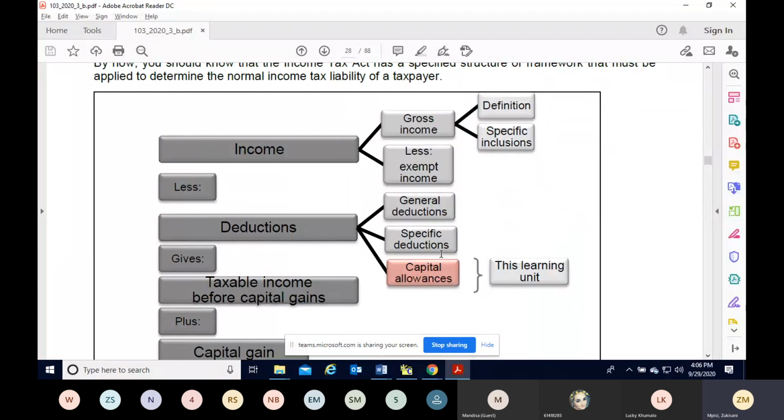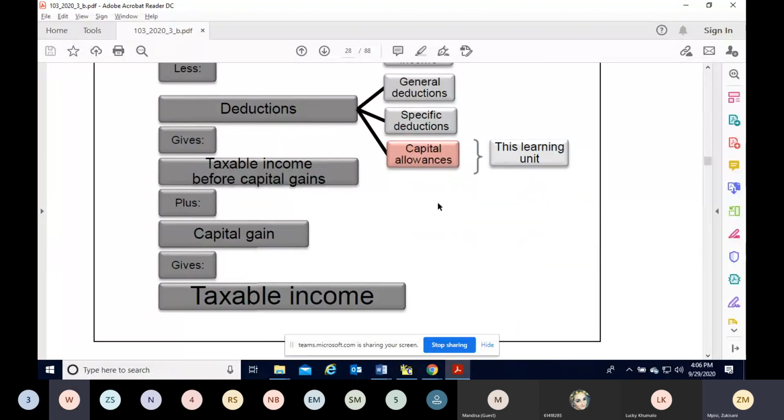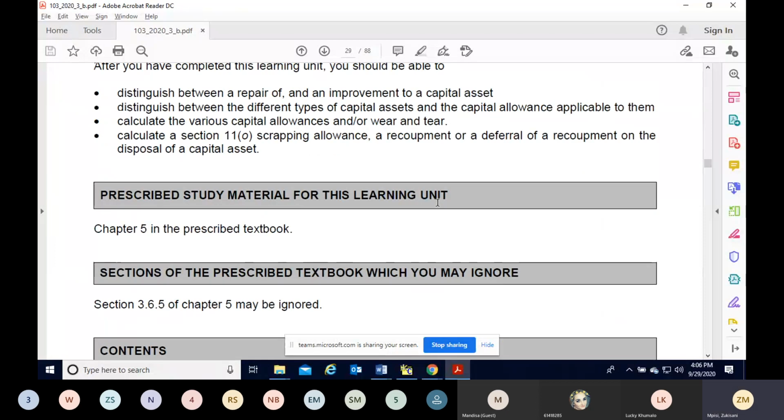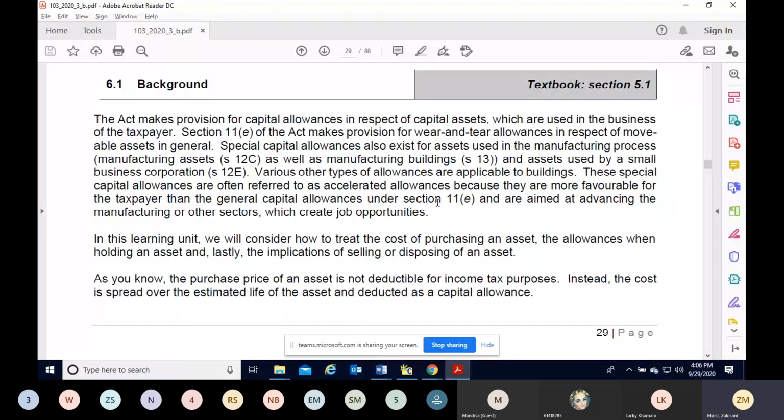So this is how far we have come. We have done gross income in terms of the definition, and specific inclusions. We have done deductions. We are now moving over to the deductions which are capital allowances. I'm not going to go through the background. It is something that you can cover on your side.